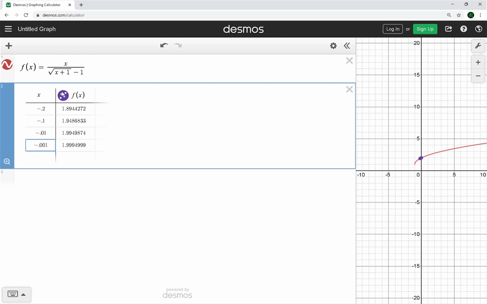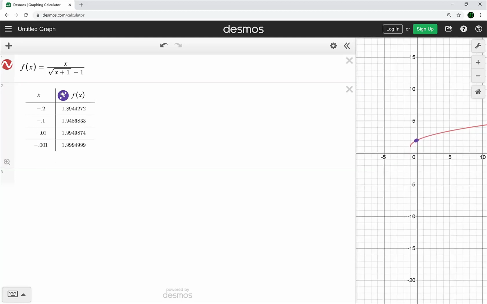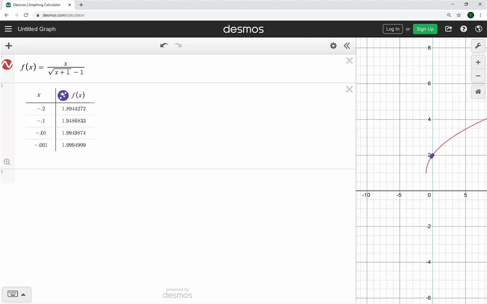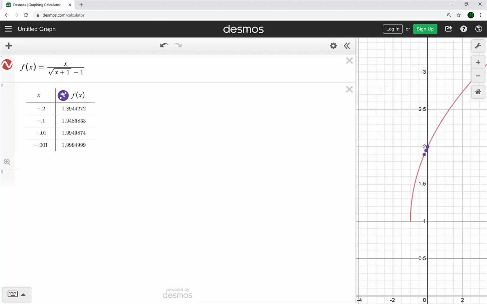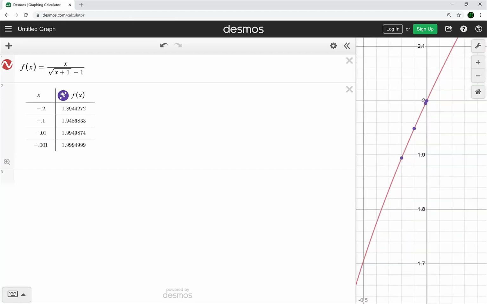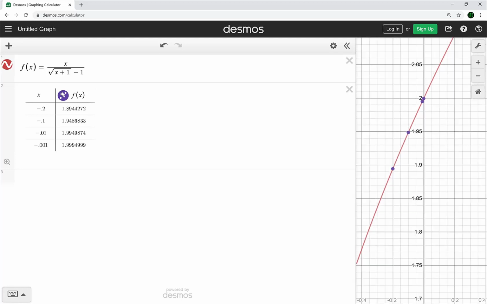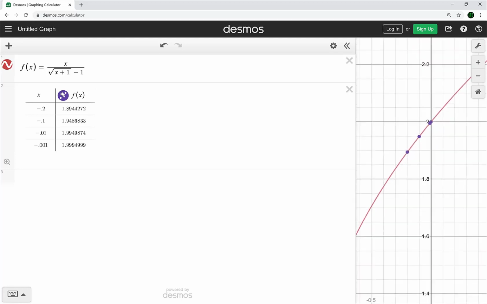So does it look like I'm approaching something from the left? If I approach 0 from the left, and how do you know it's from the left? Because the numbers are negative. So if I approach 0 from the left, do you see the y values converging to a specific number? 2. Yeah, it looks like it's converging at 2. And you can see that also, by the way, right here with the graph that I'm zooming in. It shouldn't be there, but that's fine.